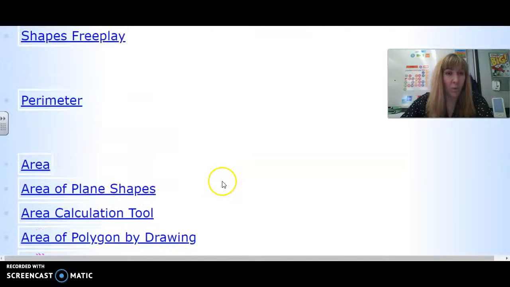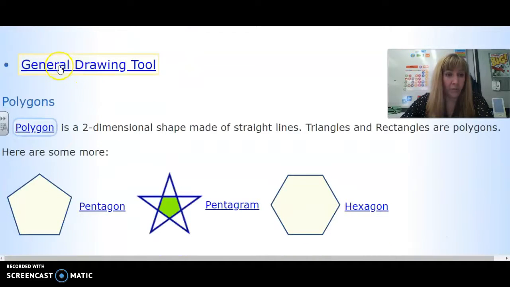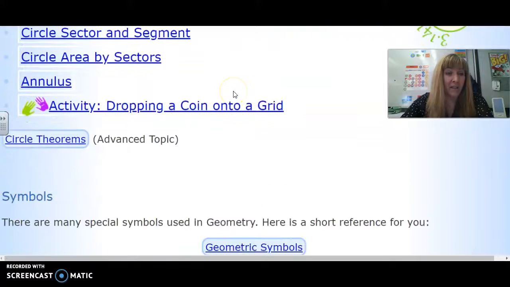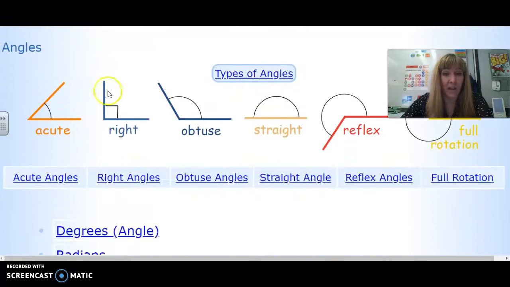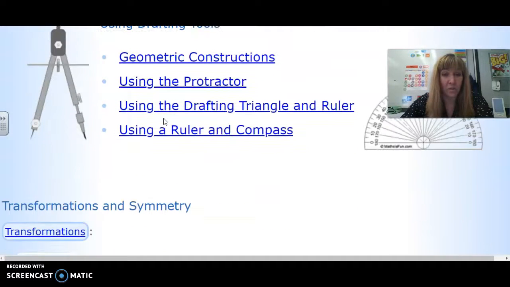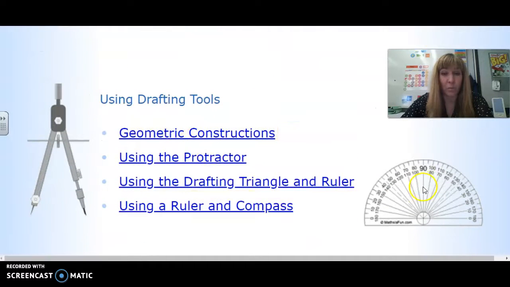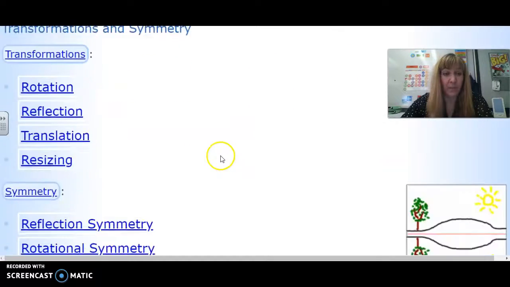So if you want a refresher about perimeter or area, a general drawing tool. If you want to learn anything about circles, a refresher about angles, and how to use a protractor. This might be helpful for us to go look at later. I won't go to it today, but this is a good website.